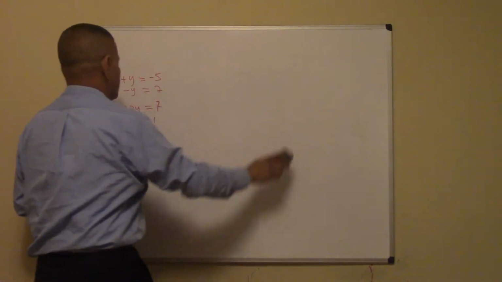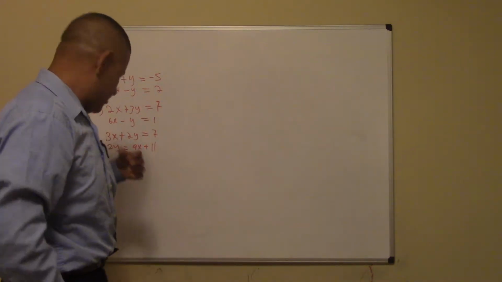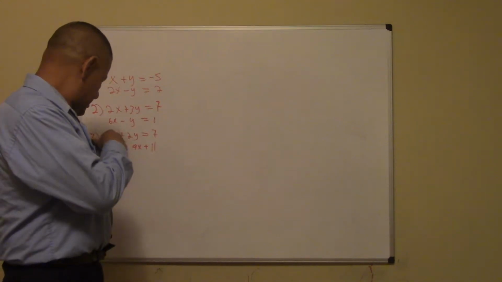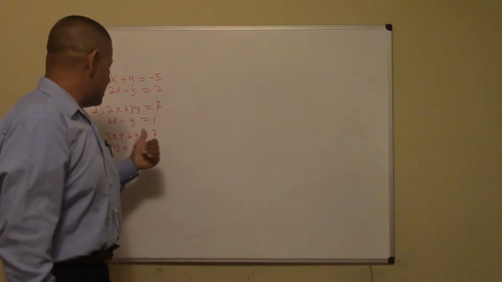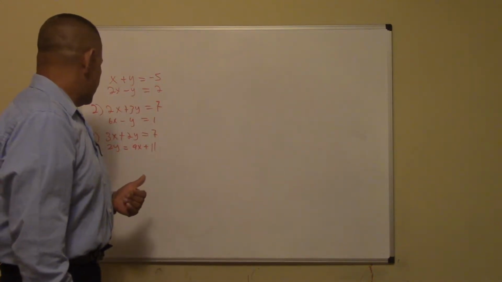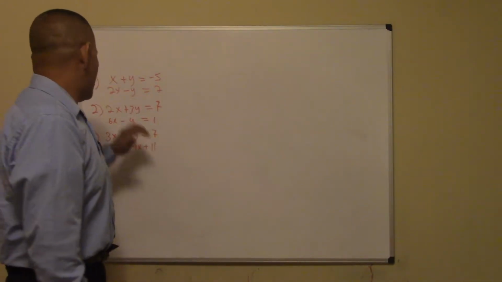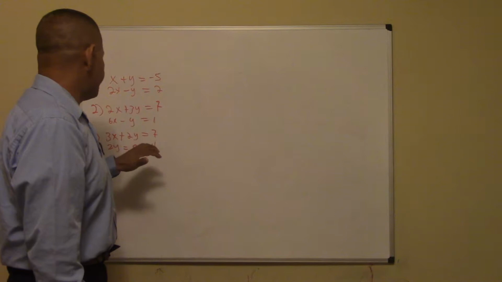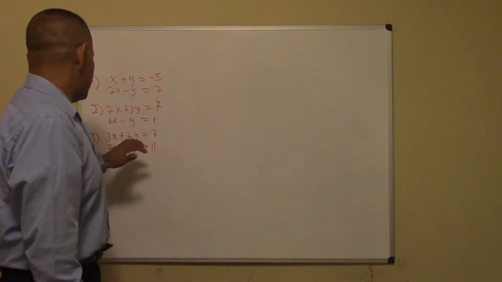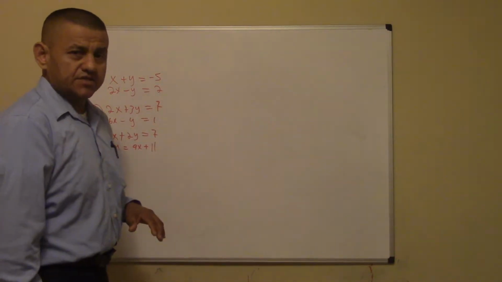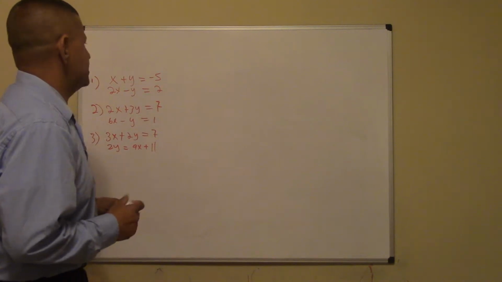Okay, so we're doing the elimination method, and hopefully we will be able to check by substituting the values that we get for x and y and see if we have the right answer. Okay, so let's get it started.